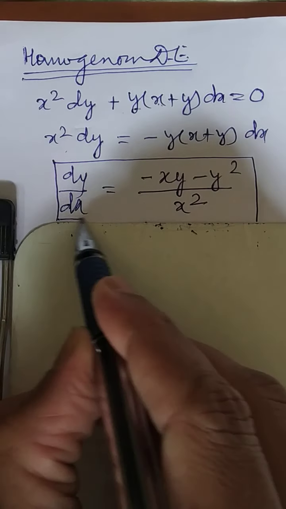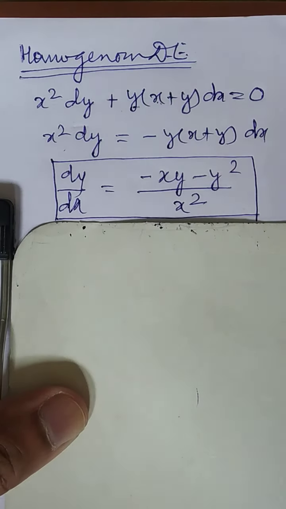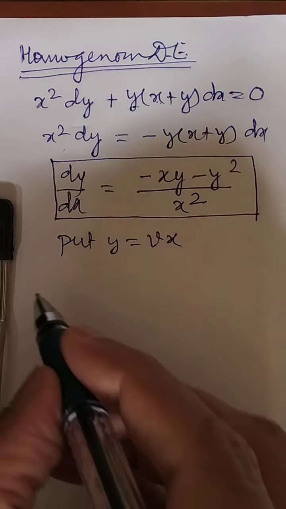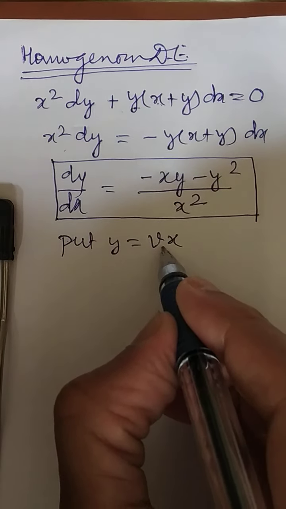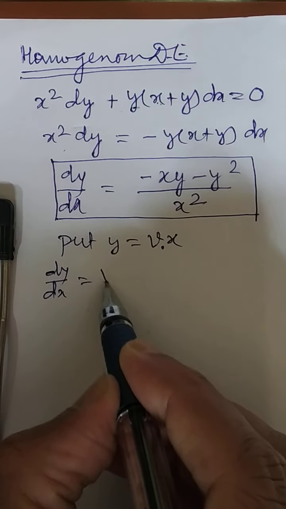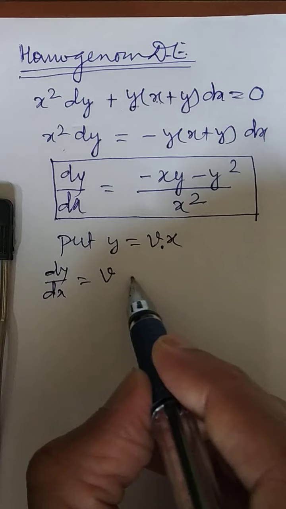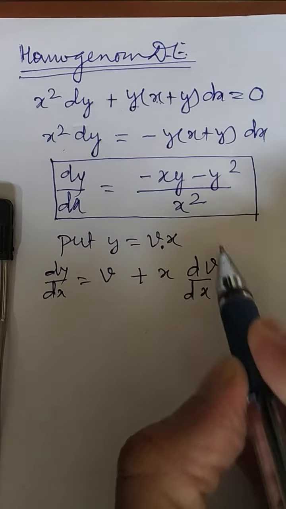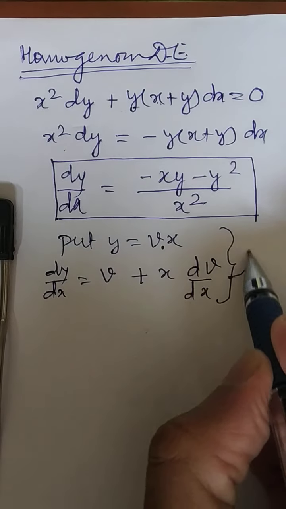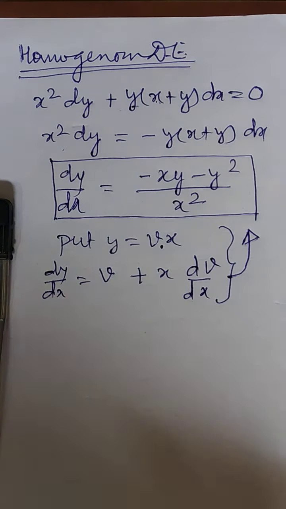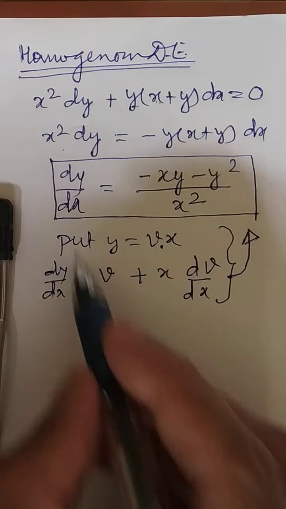Then you have to convert this question by using a substitution: y will be equal to Vx. What does it mean? Here V is also a function of x, so dy by dx will be equal to V as it is, differentiation of x will be 1, plus x as it is, dV by dx. So we will be making these changes in this particular box so as to convert the given question into variable separable form.